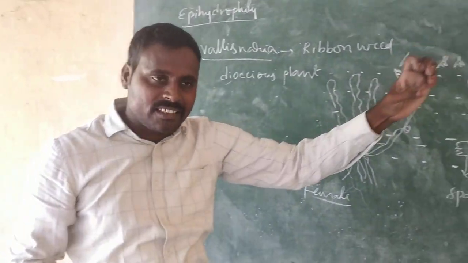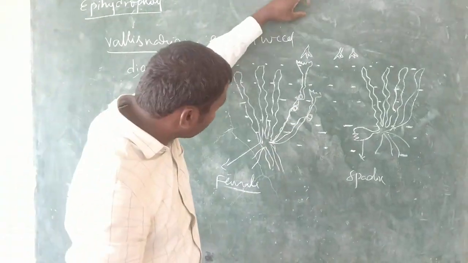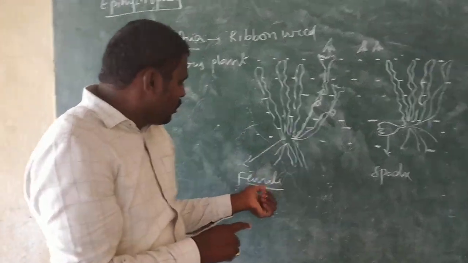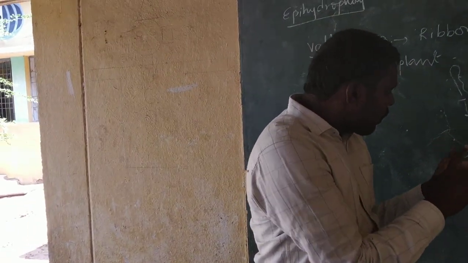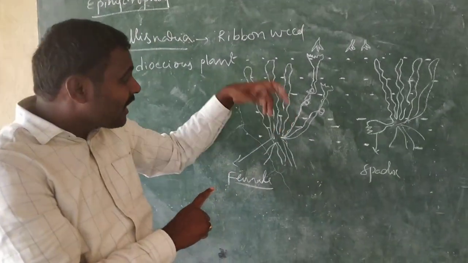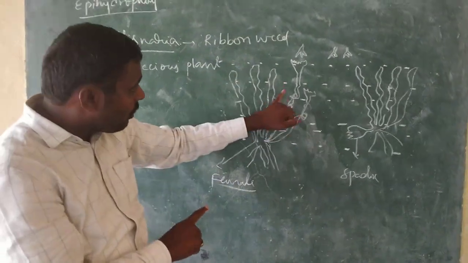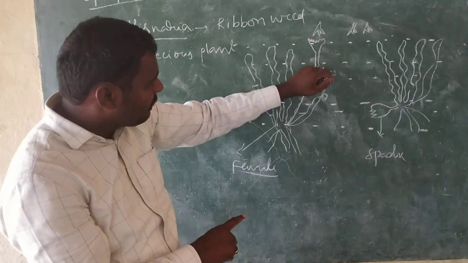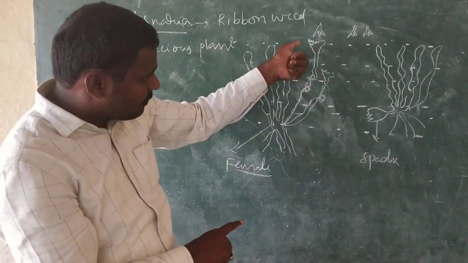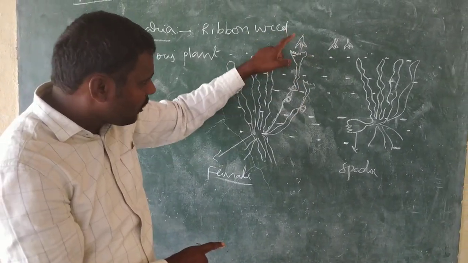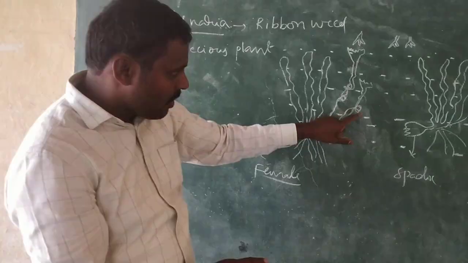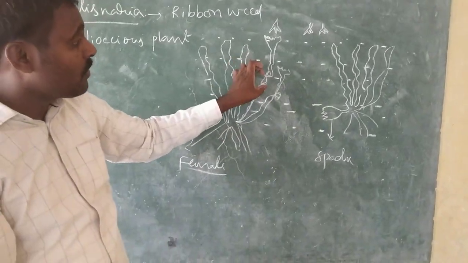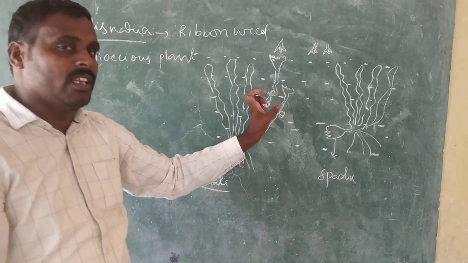But the most interesting fact here is that after pollination, the stalk of the female flower recoils back. Whenever it attains maturity, it keeps the stigma on the surface of the water. After pollination, this stalk recoils. As a result, the stigma, or female reproductive organ, once again comes back into the water.